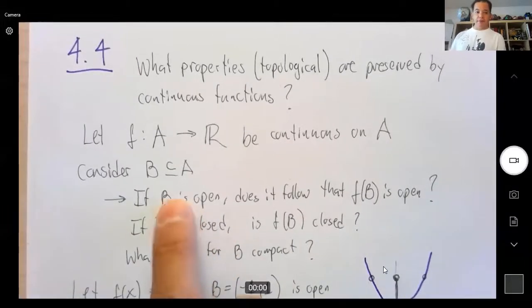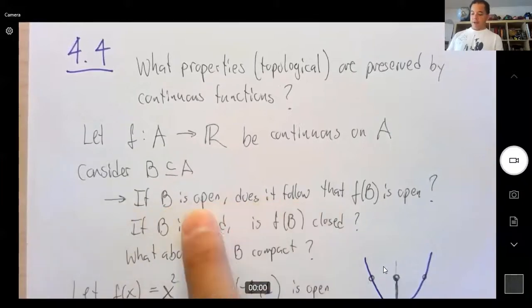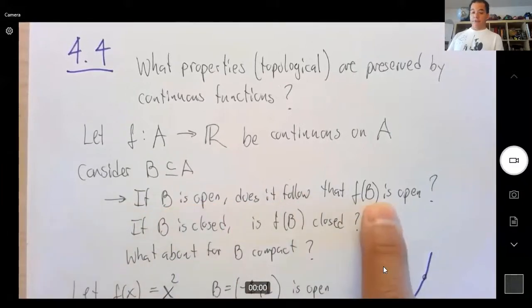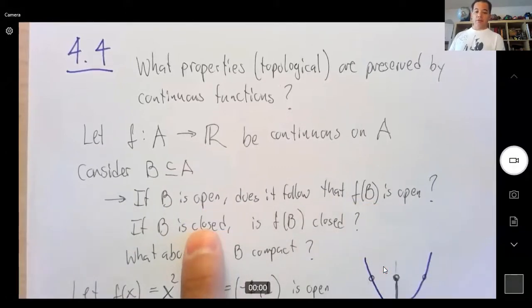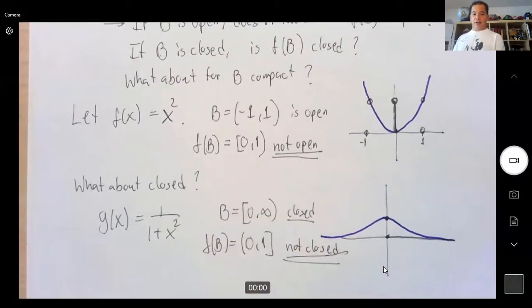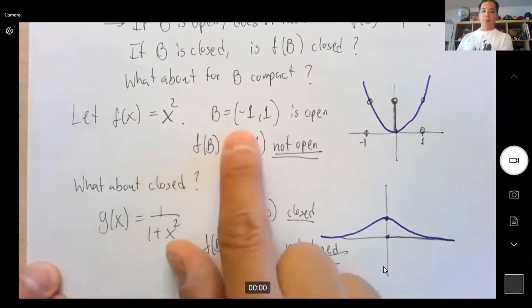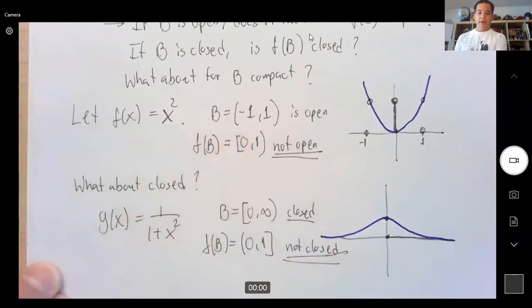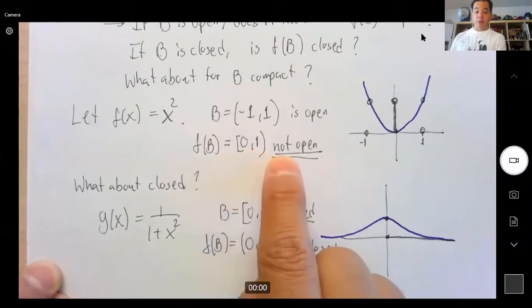So we ask ourselves, say we have a continuous function and a subset of that domain. Does it follow that f of b, the image of that set, is open if b is open? Does it follow that the image is closed if the set is closed? And we got some simple examples that show that's actually not the case. For example, for the function x squared and the open interval -1 to 1, the image is the interval [0, 1), which is not open, right?